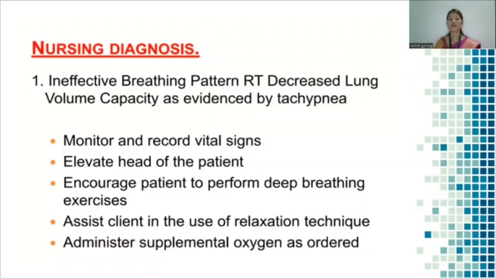Now coming to the nursing management, first we are going to discuss the nursing diagnosis. The first priority nursing diagnosis will be ineffective breathing pattern, related to decreased lung volume capacity as evidenced by tachypnea. And there are certain interventions we can do, like monitor and record vital signs. We can elevate the patient's head. We can encourage the patient to do deep breathing exercises, ask the patient to use relaxation techniques, and administer any supplemental oxygen as ordered, like nebulization and all.